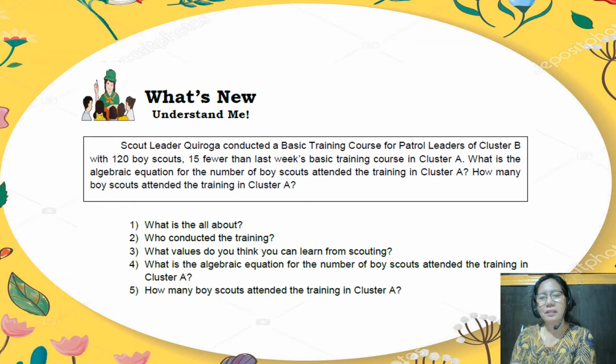Before answering this word problem, let us try to answer the first 3 questions. What is the problem all about? The problem is about the number of Boy Scouts who attended the basic training course for patrol leaders. Who conducted the training? The training was conducted by Scout leader Quiroga.